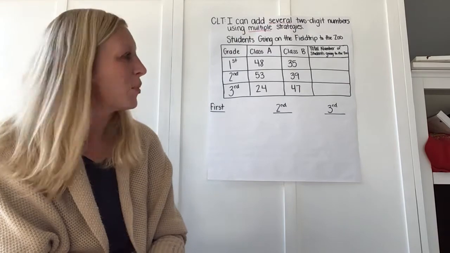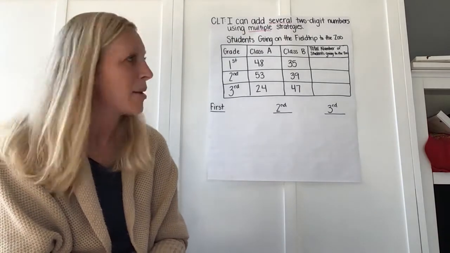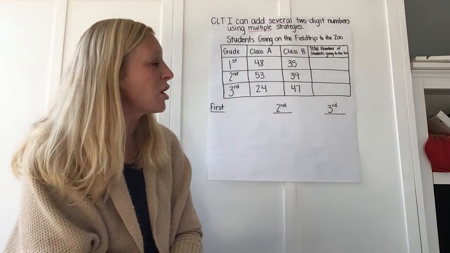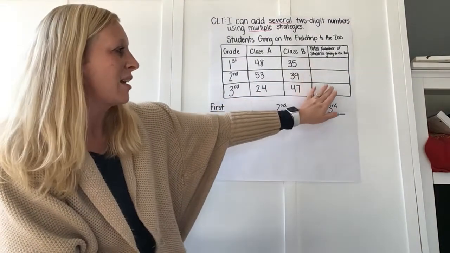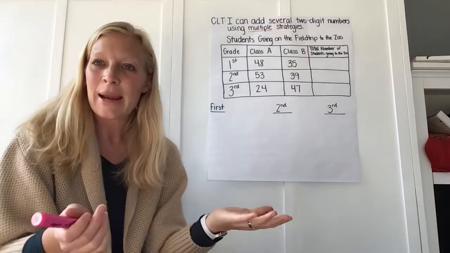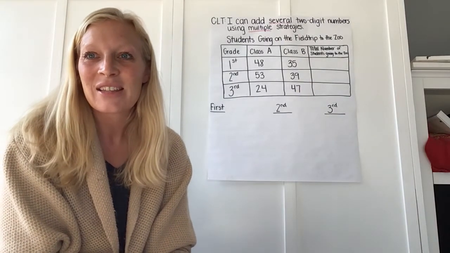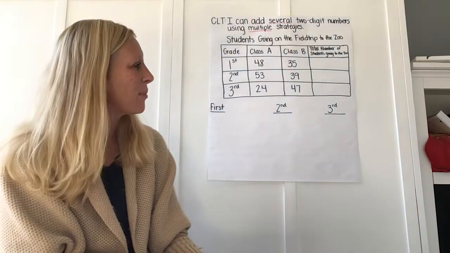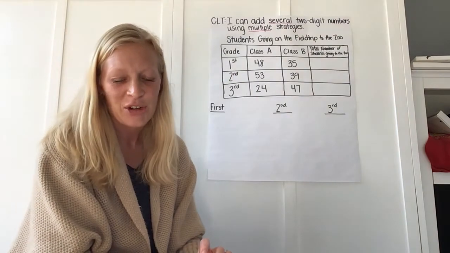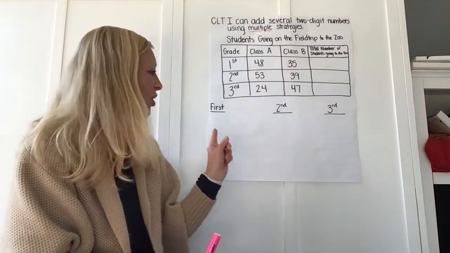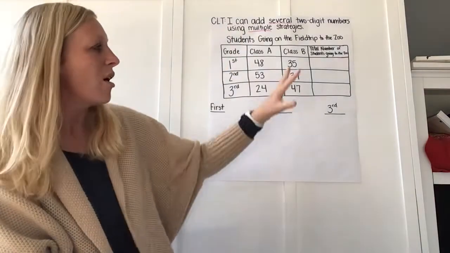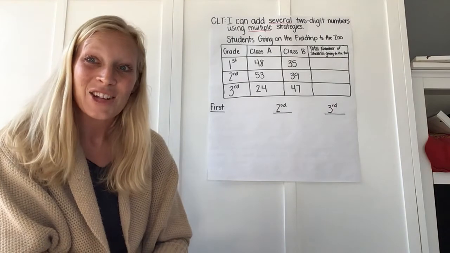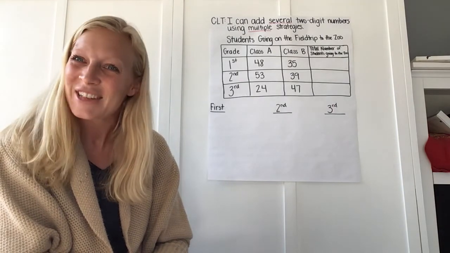What else do you notice? What is missing on this chart or this table? The total number of students going to the zoo in first, second, and third grade, right? That part of the table is blank, and that tells us that we need to fill something in, right? So let's help this principal figure out how many kids are going on this trip. Now, I'd like to start first with our first grade. If we do all of it, it gets really overwhelming. So we're going to do a grade at a time and think about the strategies that we're using to help us add these numbers together.